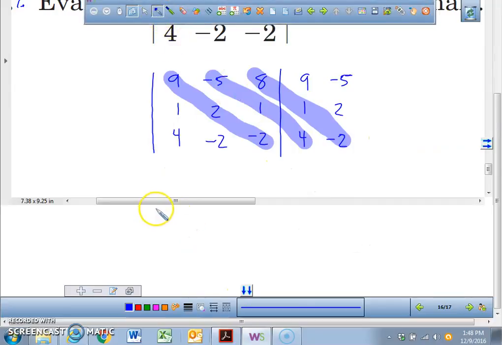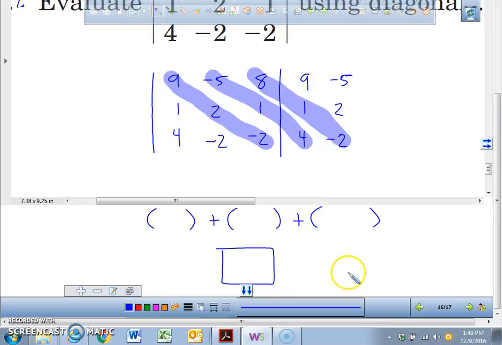So what we're going to do is take the product of the first diagonal, add the product of the second diagonal, and then add the product of the third diagonal, which is going to give us an answer that we're going to need to use later.